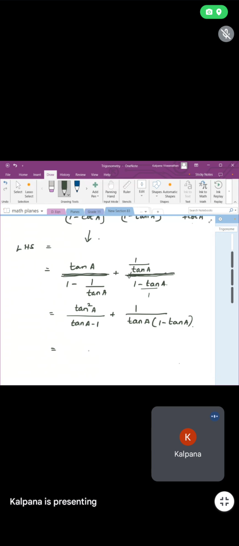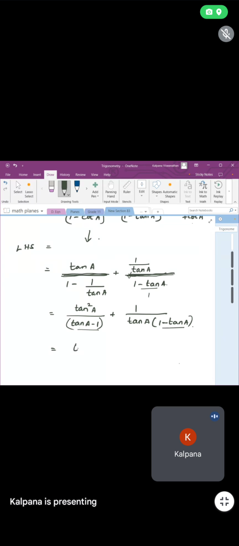What can we do? Cross multiplication, no? Cross multiply. Cross multiplication is fine, but when we look at the denominator, here we have the minus common. Here we have tan A minus 1, here 1 minus tan A. Take out the minus common. So when we have this form, A minus B, B minus A form, what we have to do is take the negative sign outside. So both the denominators will have tan A minus 1 form.